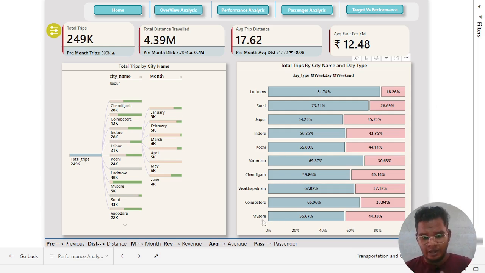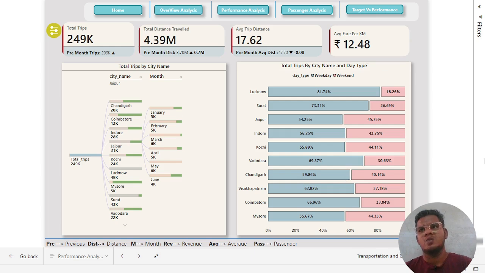Vadodara, sorry for the pronunciation of that name. I know it's a mispronunciation. Vadodara, I hope. Coimbatore is 66.96. That's very high, right, compared to the weekend. And then see, Kochi is 55.89 and the weekend is 44.11.